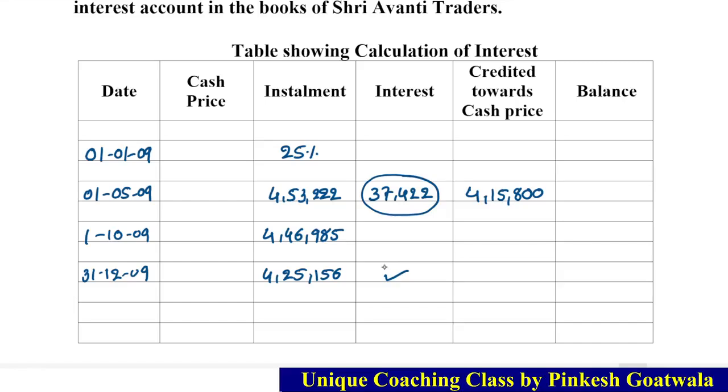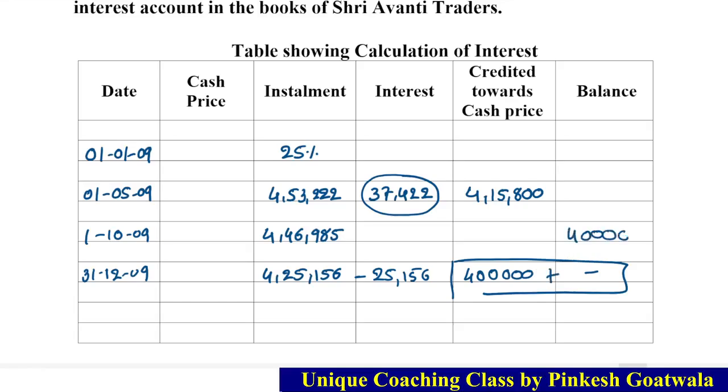Suppose here the last installment interest is given, suppose here 25,506. It's the last installment interest. If you subtract this, here 4 lakh comes. Then we add, so the balance will become here. This balance will transfer here. So that question, the point was like this.